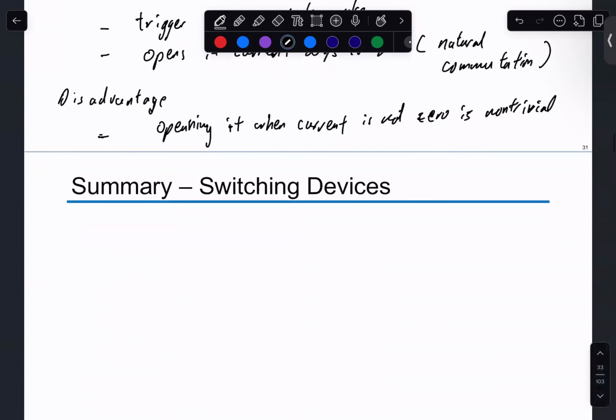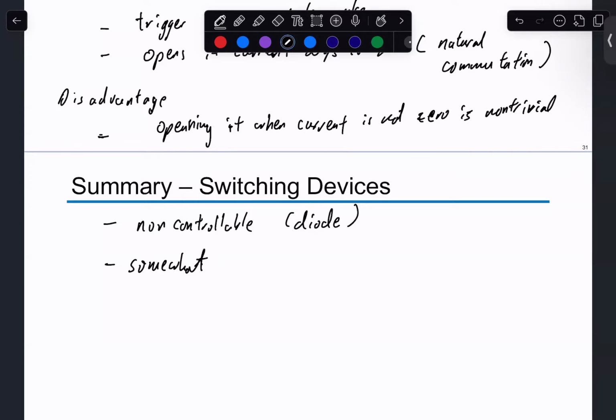Right? So if we summarize all these devices, then we have non-controllable, this would be a diode, right? The simplest thing to make, but not that controllable. Then we have somewhat controllable, this is SCR, or the thyristor. And then we have fully controllable devices, that's either the bipolar junction transistor or the MOSFET.